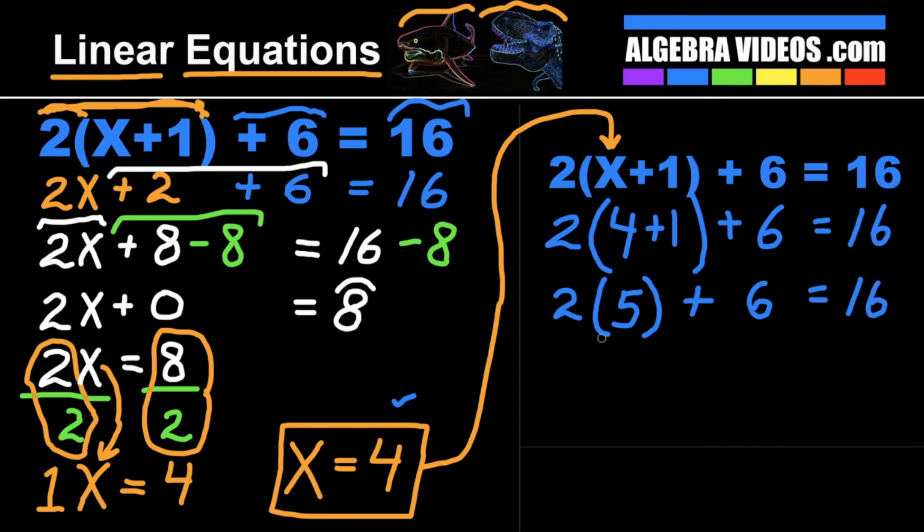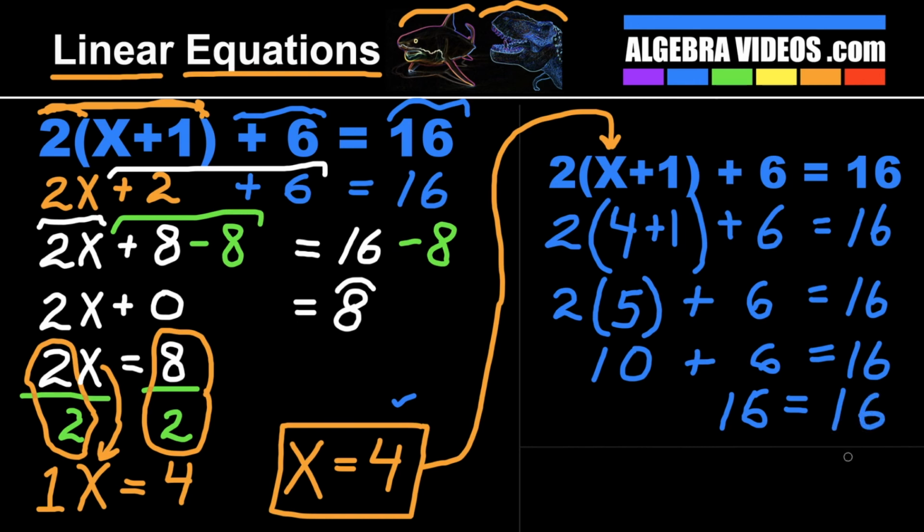Now going back to the left side and simplifying. 2 times 5, because you have 5 in the parentheses, right? So 2 times 5 is 10, plus 6 equals 16. And simplifying one more time, 10 plus 6, that's 16 on the left side. And that equals, on the right side, we'll just bring down the 16. So we've got two numbers that equal each other.